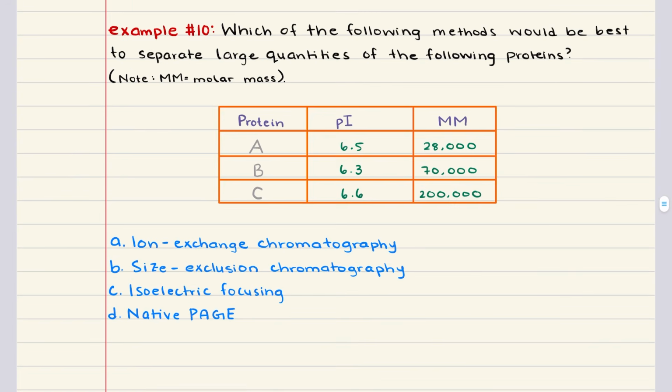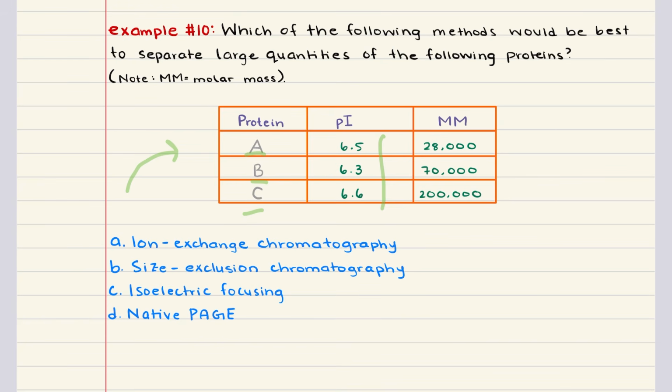Now we move on to problem 10, which says, which of the following methods would be the best to separate large quantities of the following proteins? The table we're given shows 3 proteins, A, B, and C. They all have very similar isoelectric points, but their molar masses are quite different. So when we're choosing a method here, we want to pay attention to 2 key clues that are given to us in this question stem. The goal is to separate large quantities, and the biggest difference among the proteins is in their molecular weight, not their pI. So let's look at the answer choices.